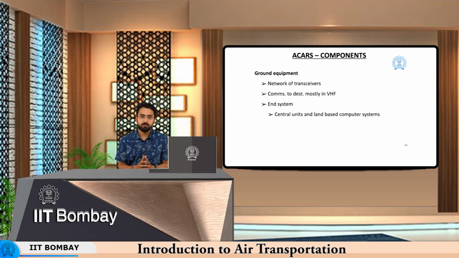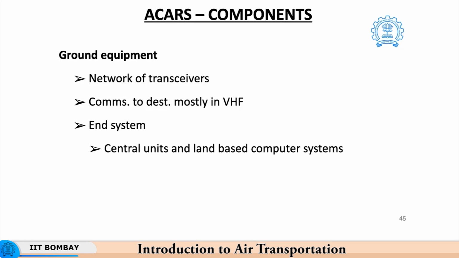The second stakeholder, that is the second component associated with ACARS, is called the ground equipment. Now this ground equipment is a network of transceivers. These transceivers can transmit as well as receive data as well as voice communication from the aircraft as well as from the ground control station. Most of the communication that occurs in this is through the usage of the VHF communication path.